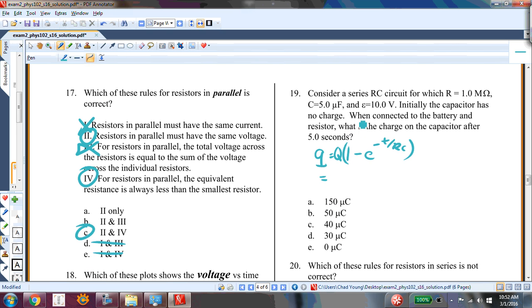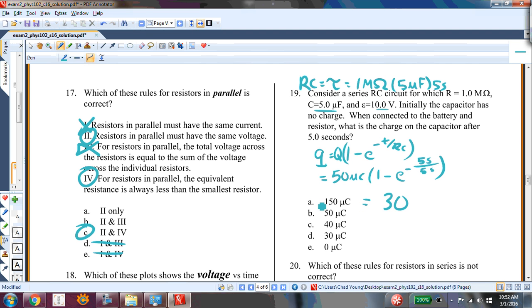Q is going to equal CV, 5 times 10, so 50 microcoulombs, times 1 minus e to the minus t, which is 5 seconds, over RC. RC is our time constant, and that's equal to 1 megohm times 5 microfarads, which is 5 seconds. So that's e to the minus 1. So this works out to be, for number 19, D is the right answer, 30.